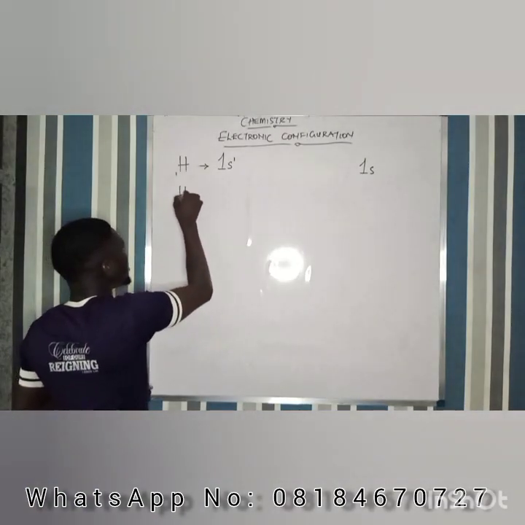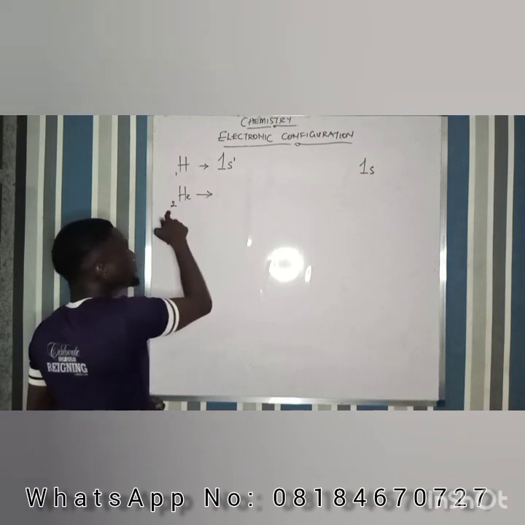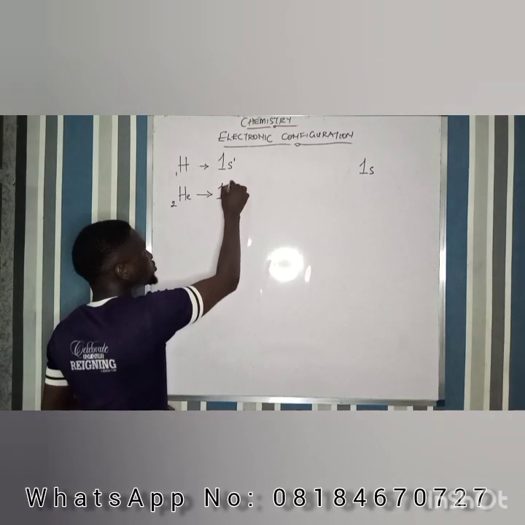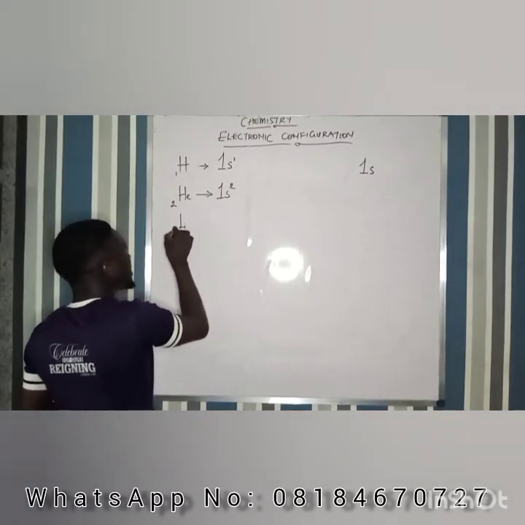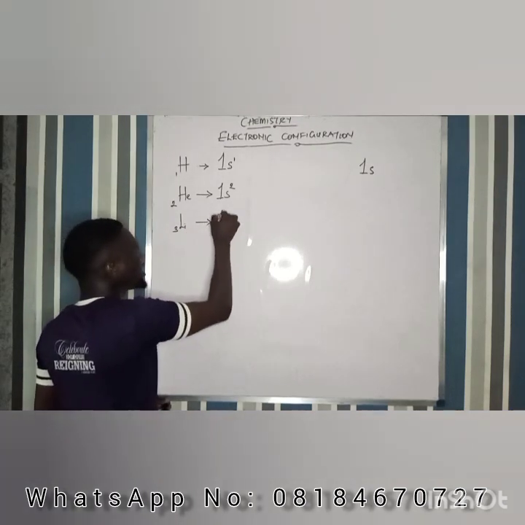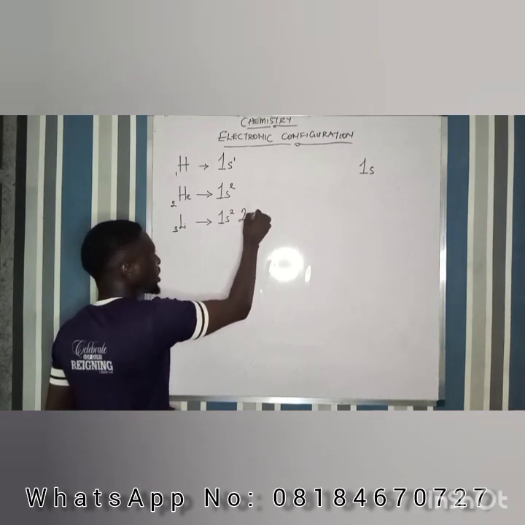Helium has an atomic number of 2, so we will have 2 electrons, that is 1s2. Lithium has an atomic number of 3. We have 1s2 and 2s1.